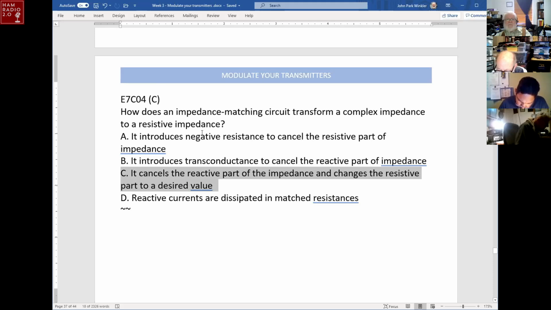Negative resistance does exist in the world, but it's not used in an impedance matching circuit. A negative resistance circuit is going to oscillate. It does not introduce transconductance to cancel the reactive part of the impedance. And it's not dissipating reactive currents. It's canceling the reactive and changing the resistive part, C.